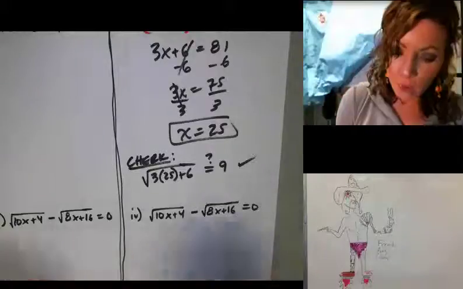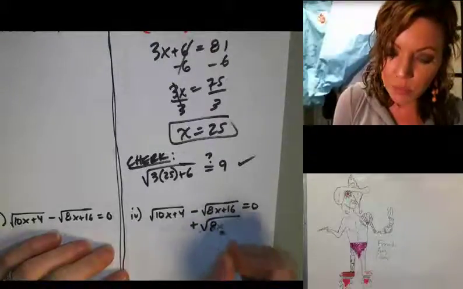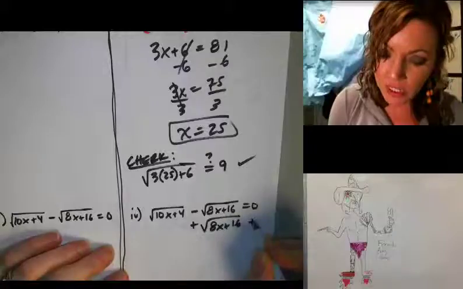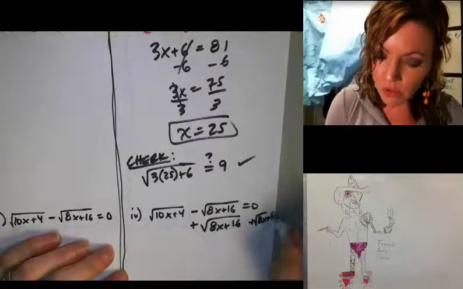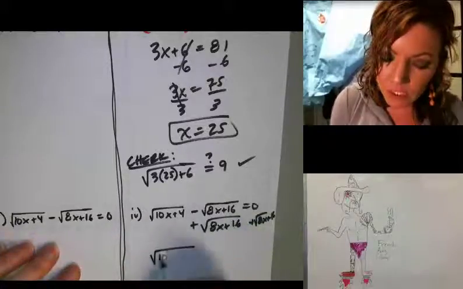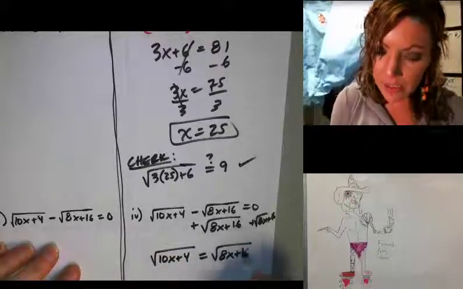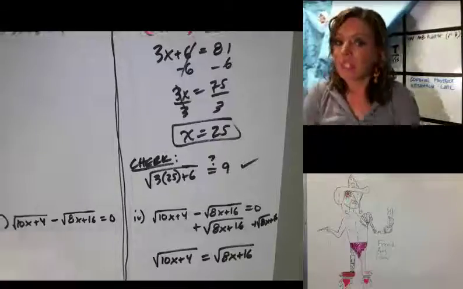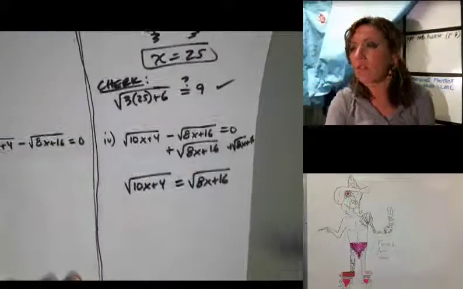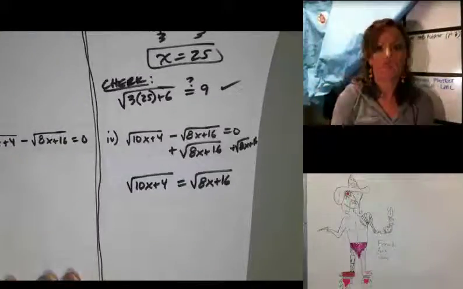So in this one, we're going to add root 8x plus 16 to both sides so that we balance it in terms of radicals. So we get root 10x plus 4 equals root 8x plus 16. And now that's pretty much as balanced as it's going to get in terms of the radicals, so we follow the same set of steps.